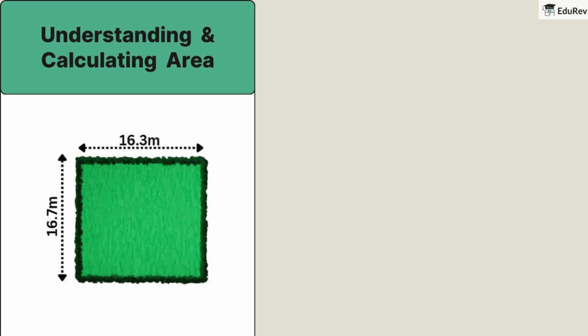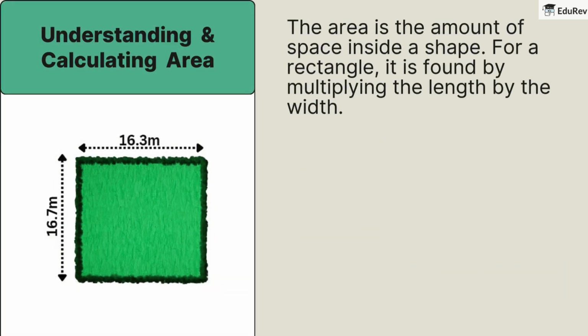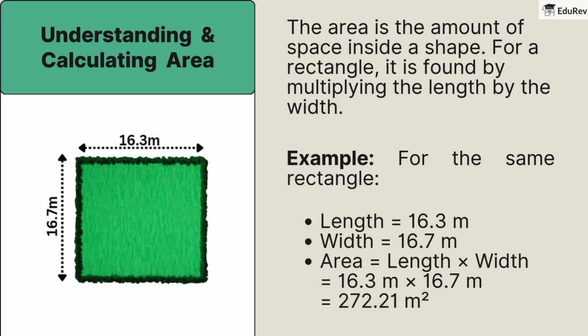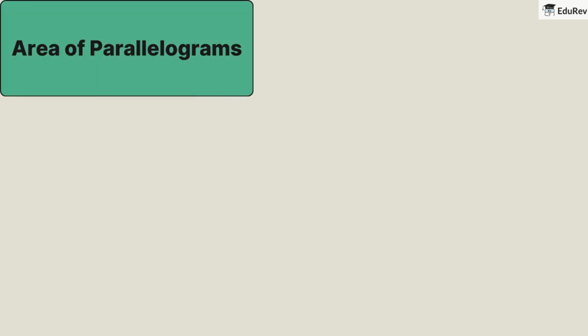Now, let's move on to the area. The area is the amount of space inside a shape. For a rectangle, it is found by multiplying the length by the width. Using the same rectangle, if the length is 16.3 meters and the width is 16.7 meters, we can calculate the area as follows. Area is equal to length multiplied by width is equal to 16.3 meters multiplied by 16.7 meters is equal to 272.21 square meters.